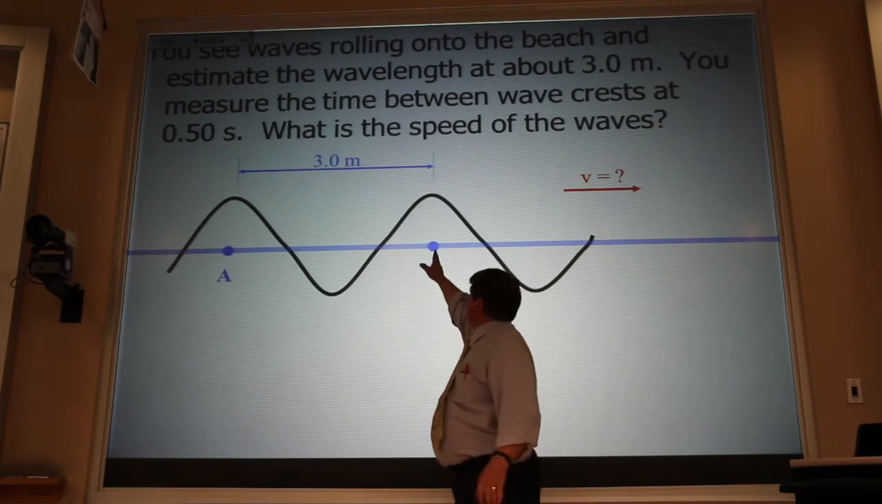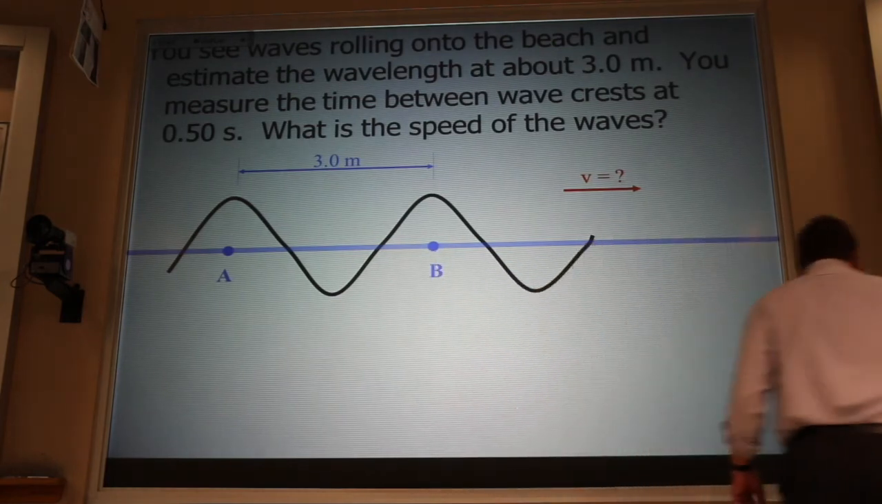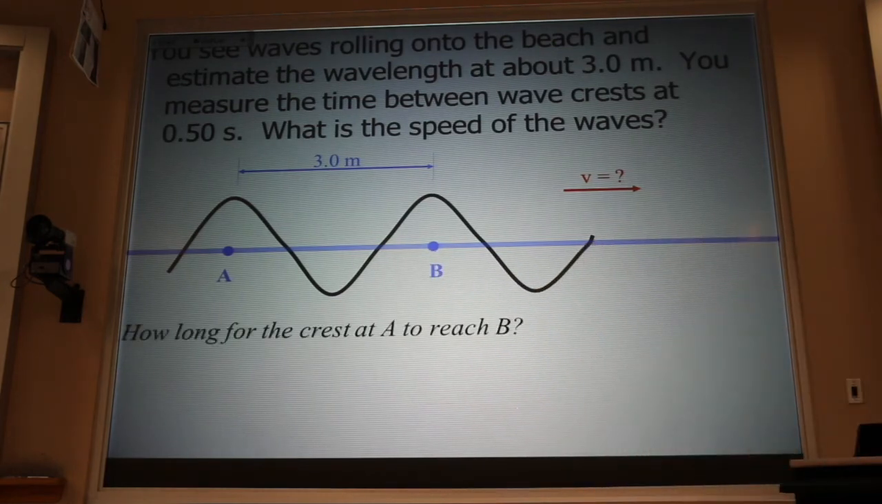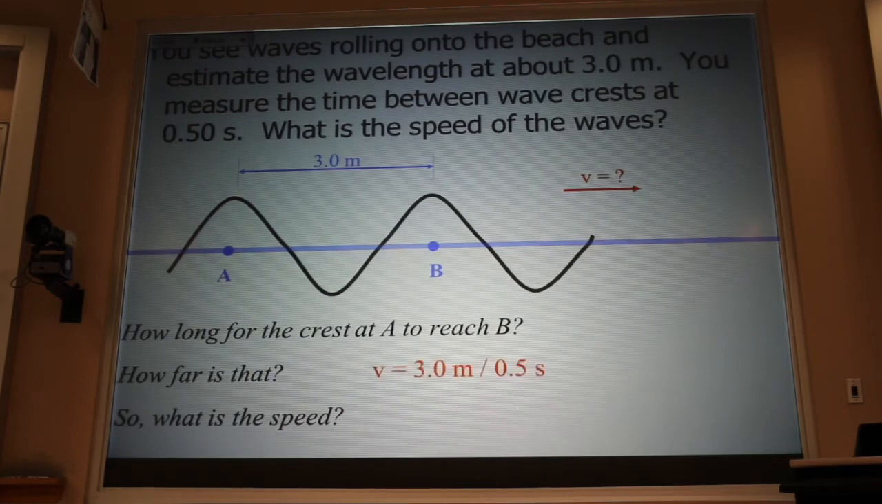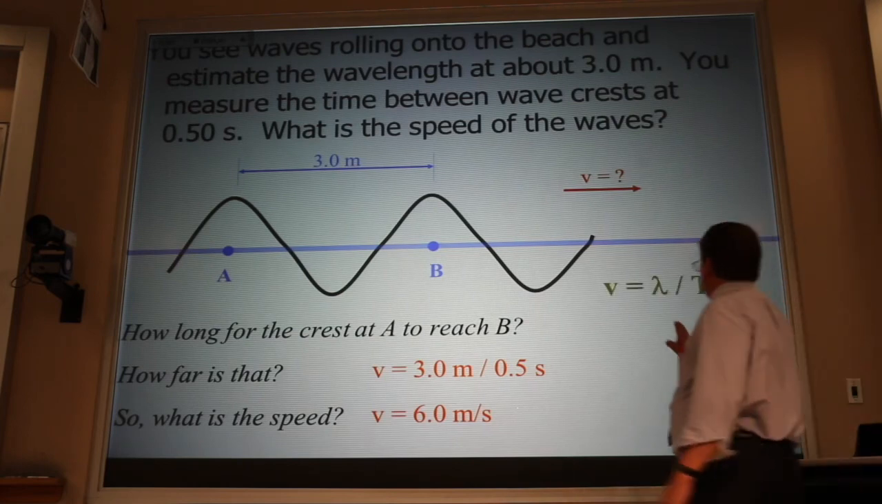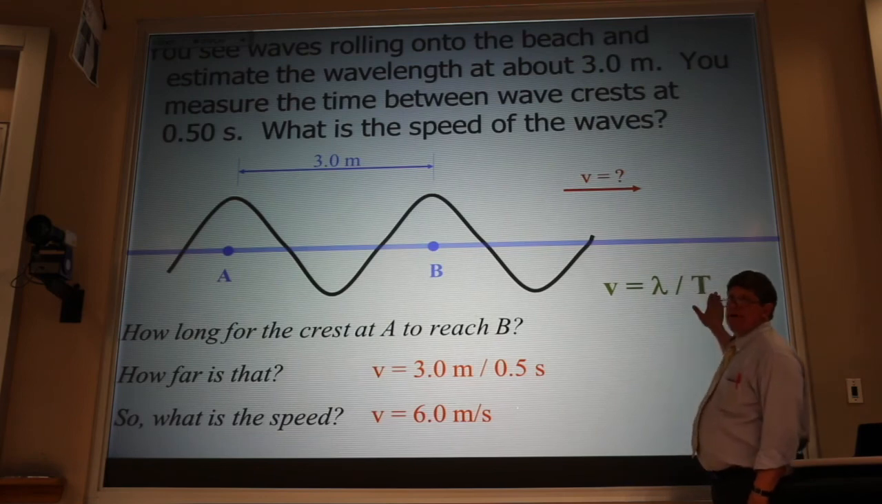So you just jumped up, and then the crest at A moves over and reaches you at B. How long is it going to take to get to you? Oh, we're told that's half a second. Okay? How far did it have to travel in that half second? Oh, 3 meters. So how fast is it going? That's not rocket science. It's going 3 meters in half a second. Well, that's 6 meters per second. What we just did is we took the wavelength and we divided by the period.